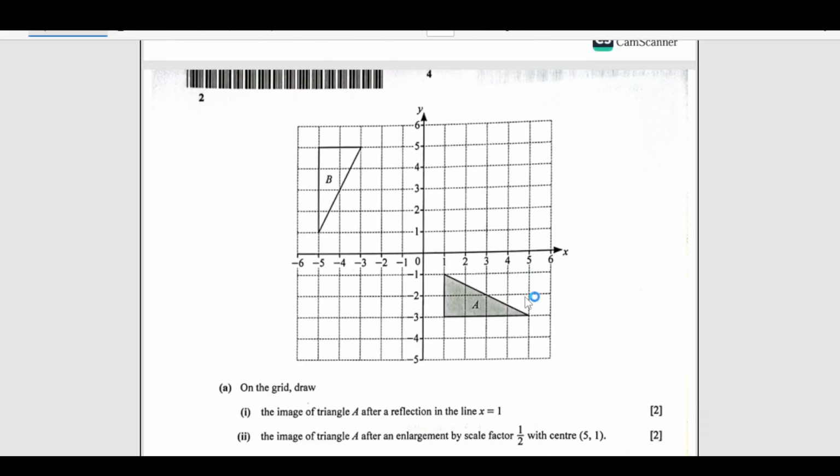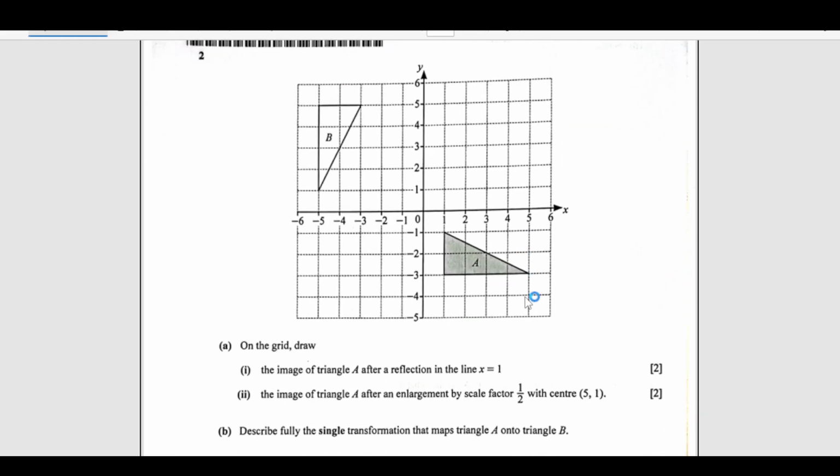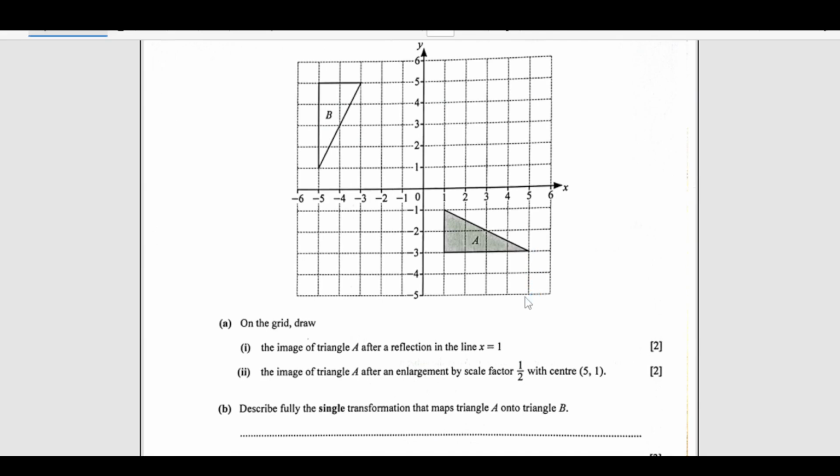Now number 2, we have a question from transformations. On the grid, draw the image of triangle A after reflection in the line x equals 1. x equals 1 is here, so we have a line here. This is the mirror line, x equals 1. Reflect the image A.